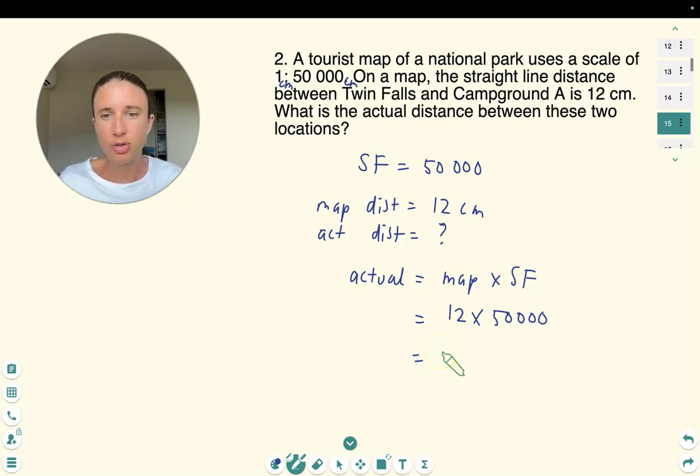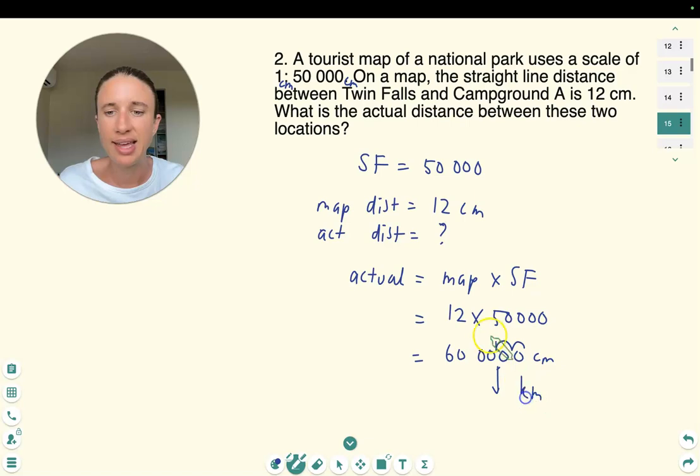So 5 12s are 60 with 4 zeros on the end. And we plugged in centimeters, so we should get out centimeters. And see how there's lots of zeros there? They would most likely want your answer in meters or kilometers. So let's see what it looks like in meters. We're going to divide by 100. Still too many zeros. Let's divide by 1,000 and get to kilometers. So it's 6 kilometers is our actual distance.